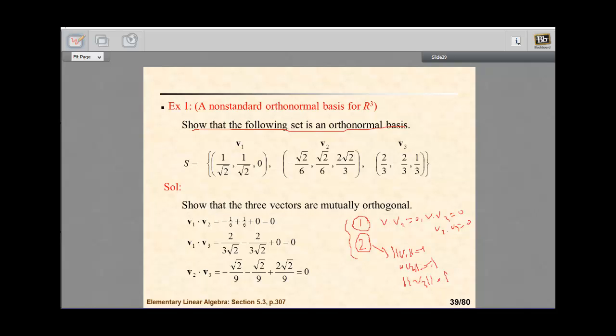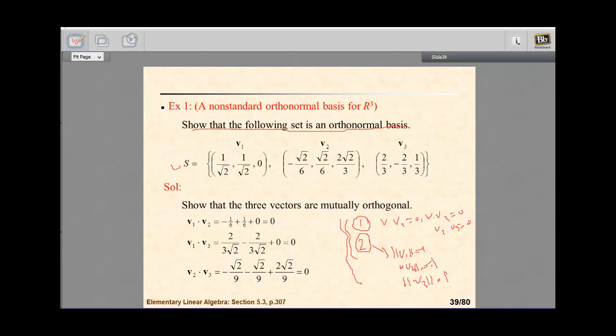So the combination of 1 and 2 is called orthonormal. We will show these two results one by one. Our set S is given, and three vectors are given: v1, v2, v3.